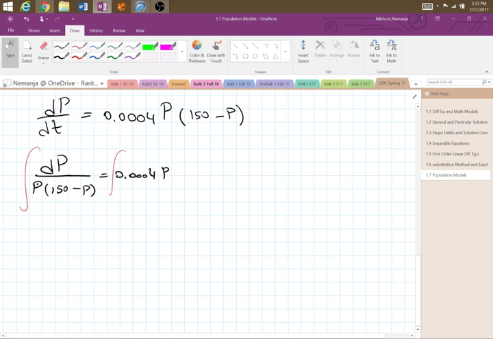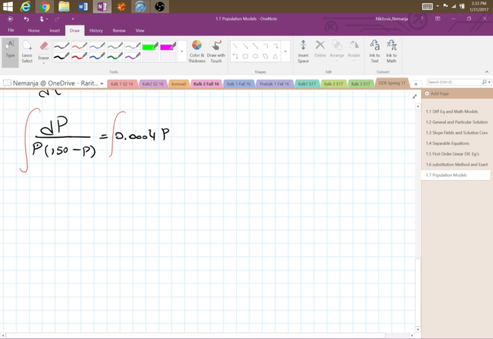So how do we integrate the left-hand side? Anyone? Come on. How do we integrate the left-hand side? Nope. I need p on top. If you want 150 minus p to be u, you have to have p on top, not on the bottom. It's not a basic integral. How do we integrate?